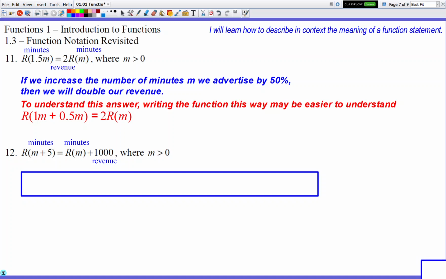In the beginning, maybe you can say just increase your number of minutes by 1.5. That's fine, but eventually I'm going to say, no, I don't want that answer anymore. I want the more rigorous answer, the one that says increase the number of minutes we advertise by 50%. You think of R of 1.5m as 1m plus 0.5m.